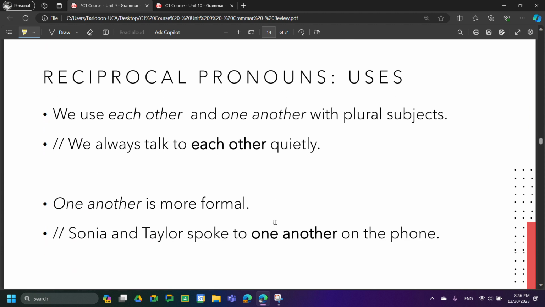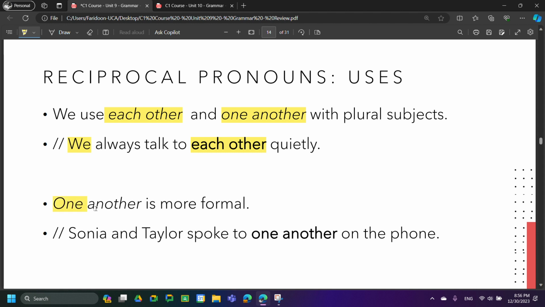Okay, so what about reciprocal pronouns? We use "each other," which is one of them, and "one another" is the other reciprocal pronoun, with plural subjects. This is the first thing that you should know. For example, we always talk to each other. So "we" is the subject, and "each other" is your reciprocal pronoun.